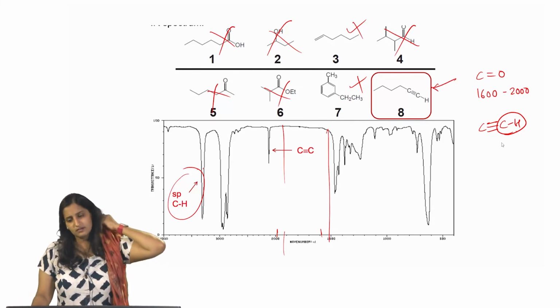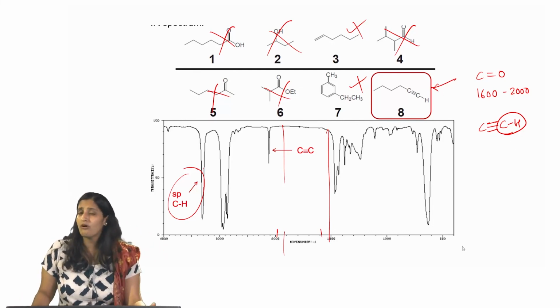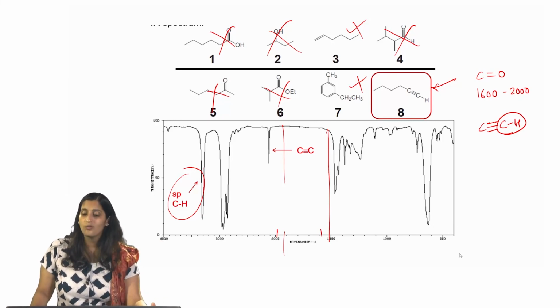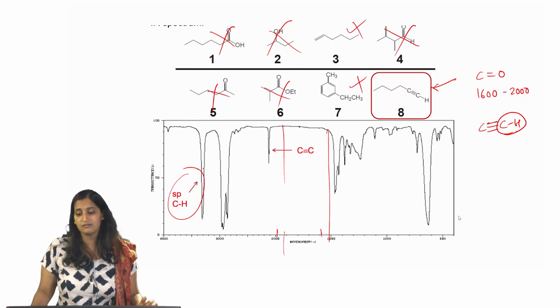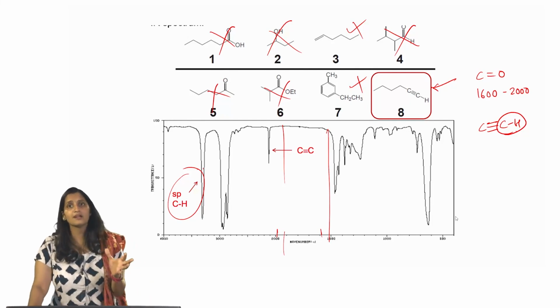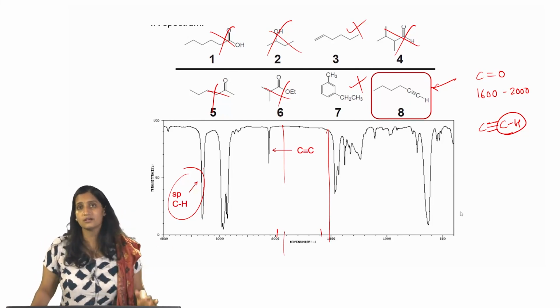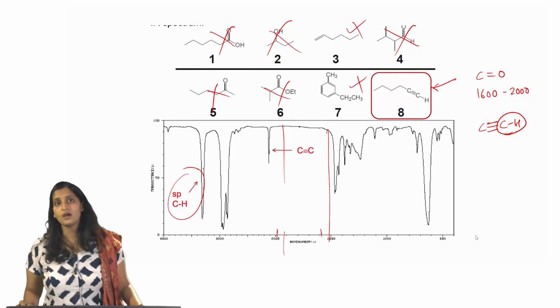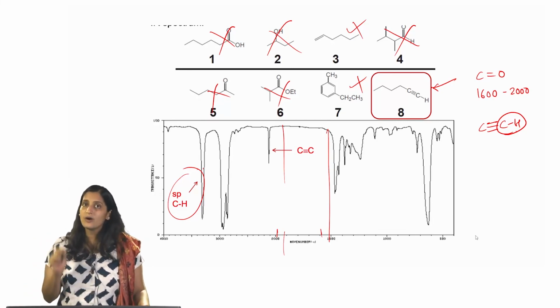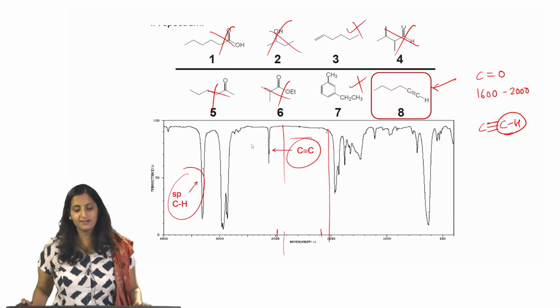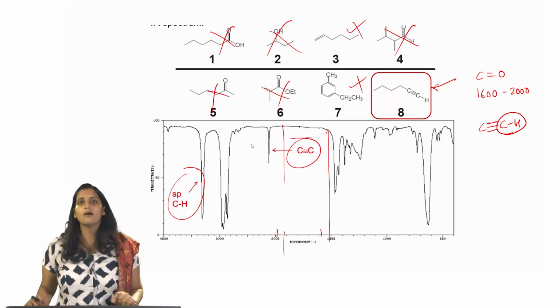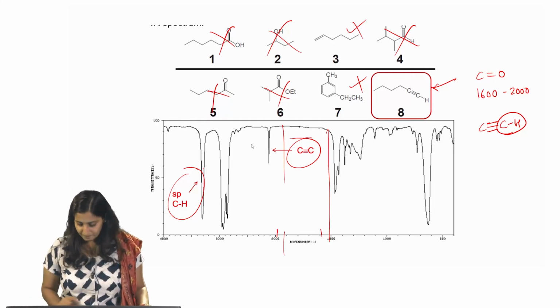So, IR does not give you all of the information. For example, it will not tell you what kind of terminal alkyne you have. It will not tell you whether it is a 5 carbon terminal alkyne or a 7 carbon terminal alkyne. It is very difficult to figure out, but IR definitely tells you that you have a terminal alkyne, and you also have a carbon-carbon triple bond. Between 2000 and 2500 you have that nice sharp peak of carbon-carbon triple bond.